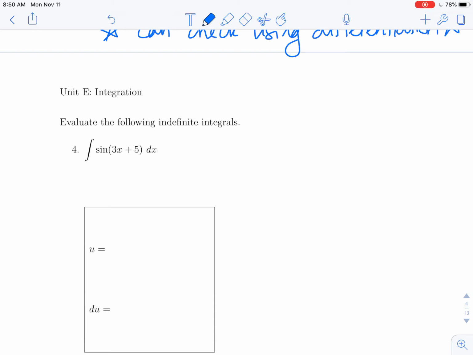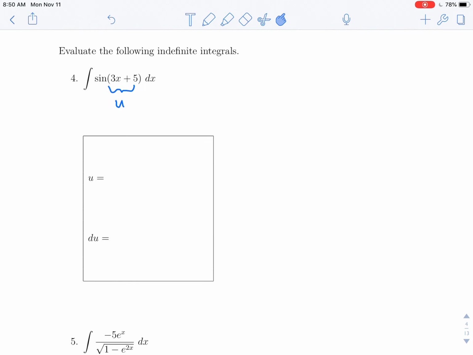Guided exercise number 4. Evaluate the following indefinite integrals. Number 4 is the indefinite integral of sine of 3x plus 5 dx. Now, it's a good guess that we should do this using u substitution. And if you go looking for an inside function somewhere in your integrand, it pretty much has to be 3x plus 5. So let's try that and see what happens.